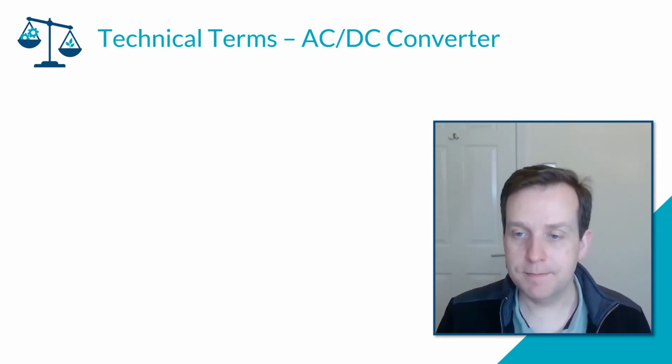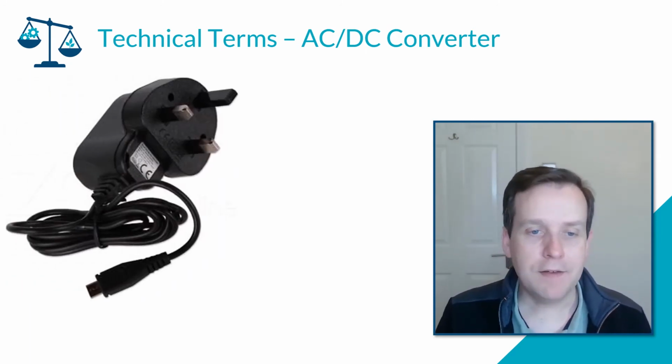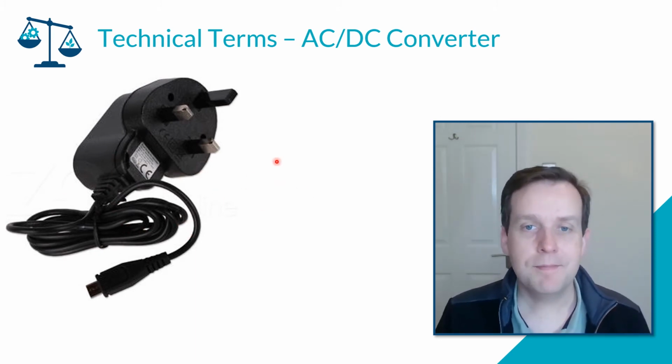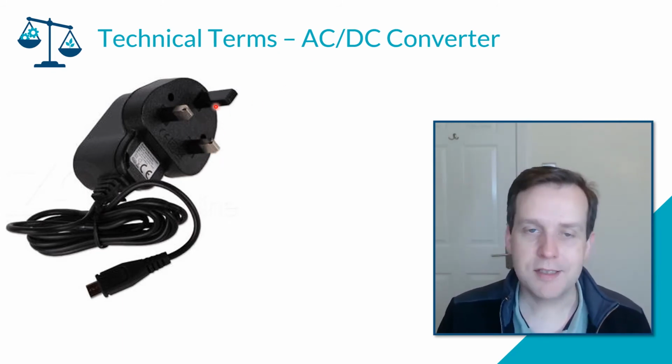AC-DC converter. A lot of you will be familiar with a mobile phone converter. This converts AC, which is what comes out of a domestic socket, into a DC supply. This converter is probably 240, 220 volts and converts it to, say, 5 volts to charge a mobile phone. And that's what's called an AC-DC converter.